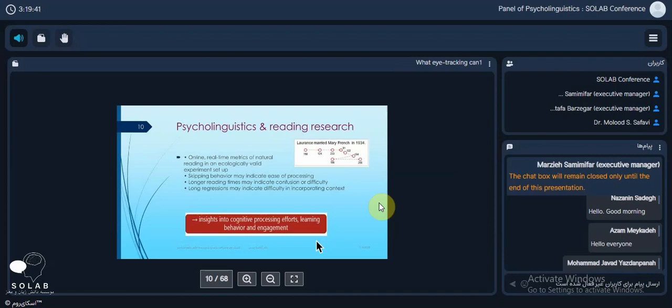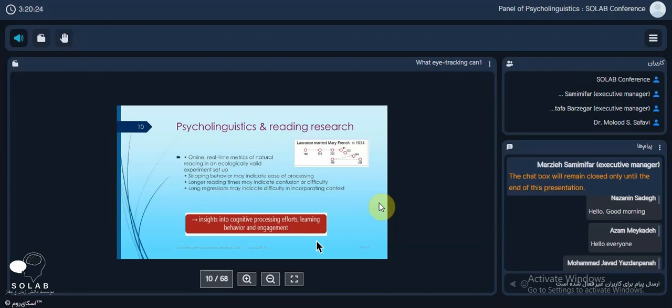Online real-time methods of natural reading in an ecologically valid experimental setup, we mean to explain psycholinguistic and reading research. Okay? Skipping behavior may indicate ease of processing. When you read some part of the sentence, some part of the paragraph, sometimes your eyes skip some words in some part of the sentence or paragraph. What does it mean? It means, in view of eye tracking, ease of processing.